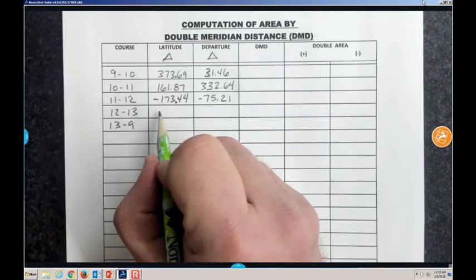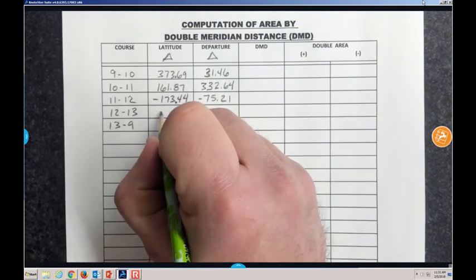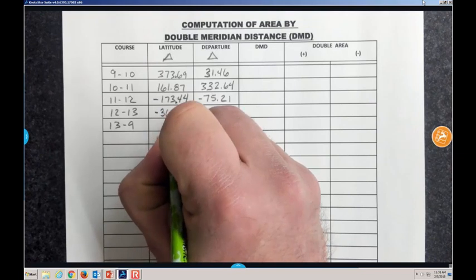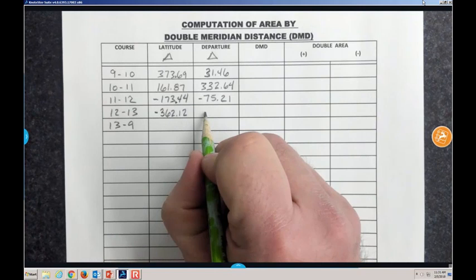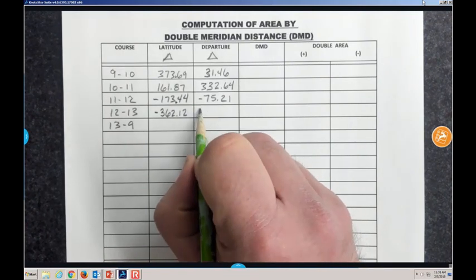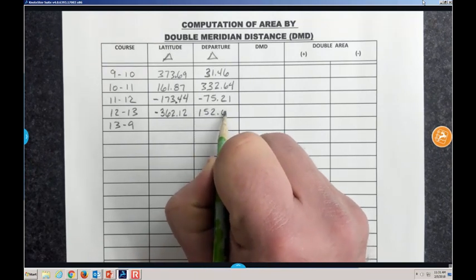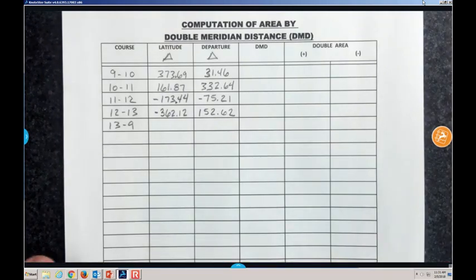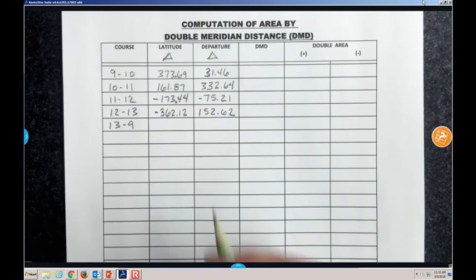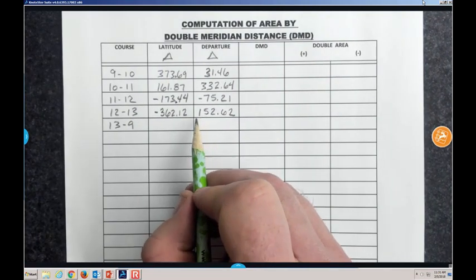12 to 13. Change in latitude: negative 362.12. And the change in the departure? 152.62. Okay, and that's a positive, right? Because we're heading more in the southeast direction with this one, if we look at the map. So we have a negative in the northing, but a positive in the easting.